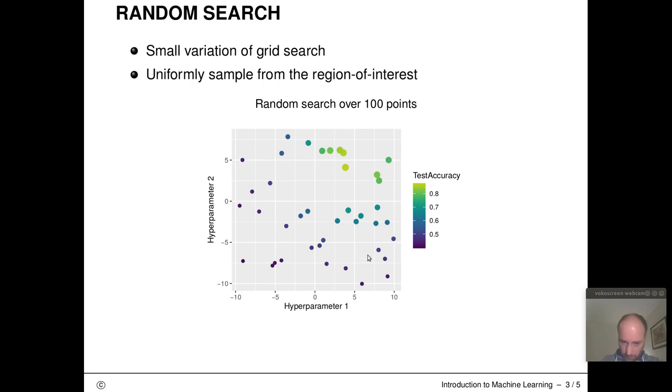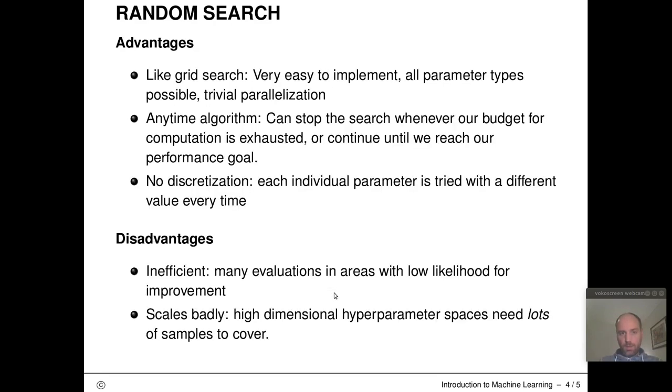So in this example here, I've again constructed 100 points, but not on a regular grid, but instead sampled from such a uniform distribution here over this square. So this looks not very different to grid search. Well, the principle is slightly different, but why should this be better? Okay, what are the advantages?